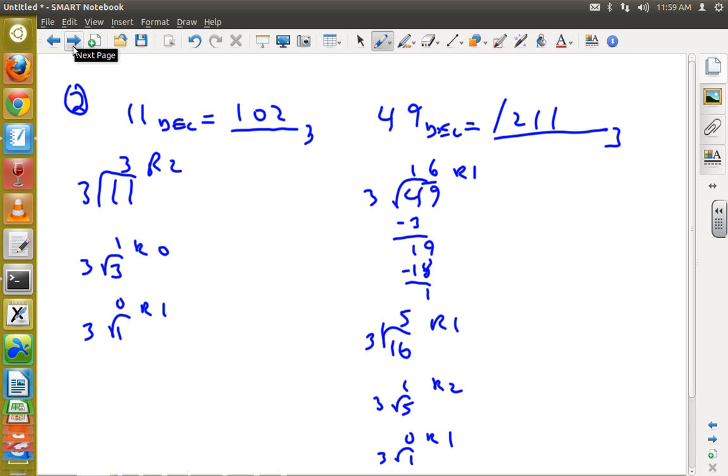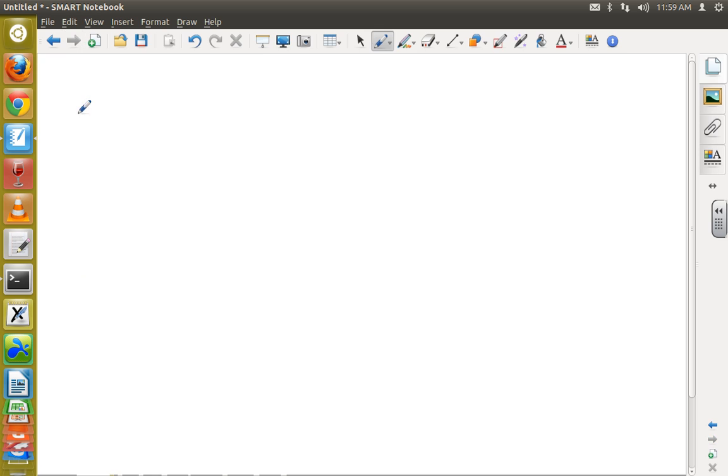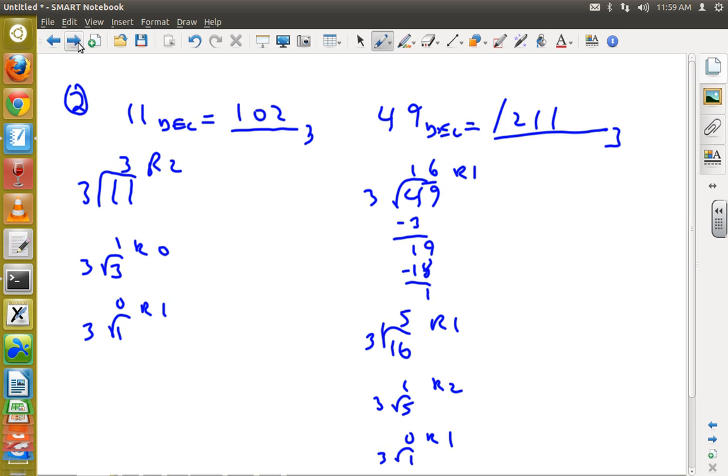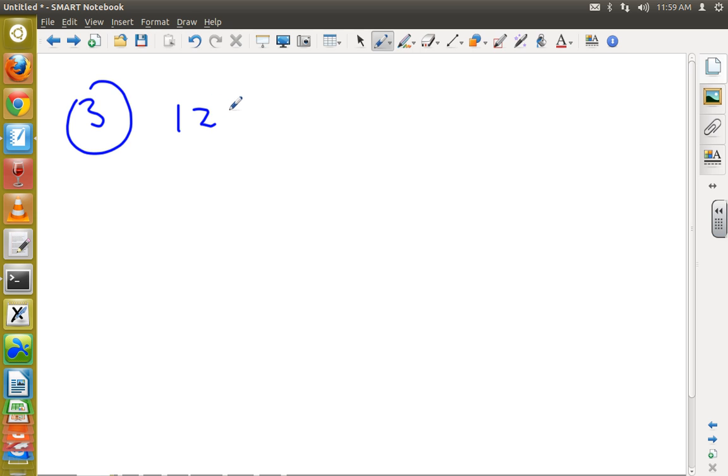Because look at how they said it. Do B minus A. B is bigger, right? So when you subtract, it's going to be important to do that. When you add, it won't be that important. All right, so we're going to add 1211 and 102. Okay. So this is A plus B.